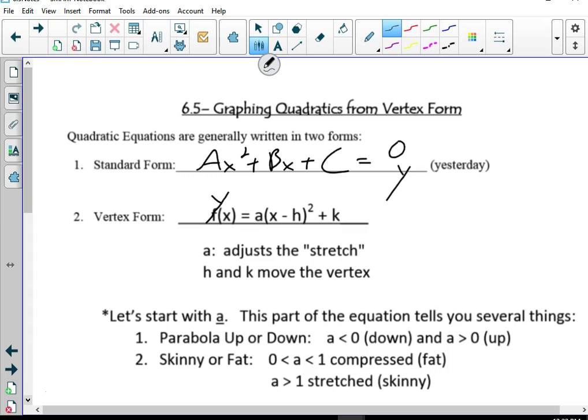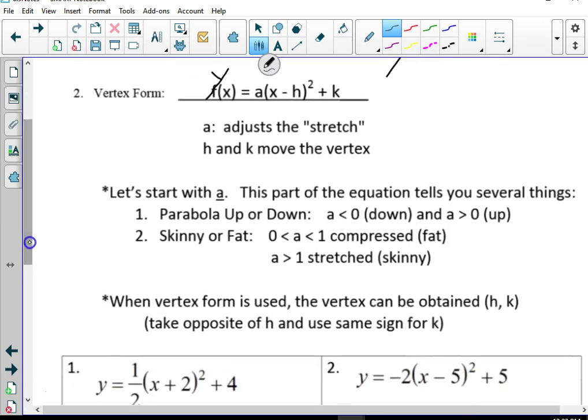Okay, so in vertex form, a adjusts the stretch of the vertex. Is it wide? Is it stretched, like thin? Is it wider? Kind of like the slope. All right. h and k move the vertex. Okay. So let's start with a.